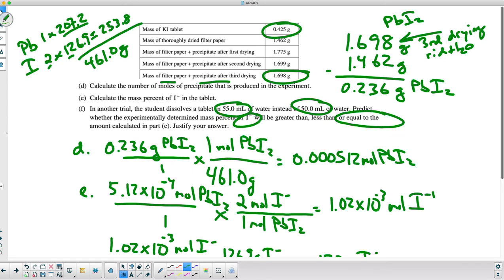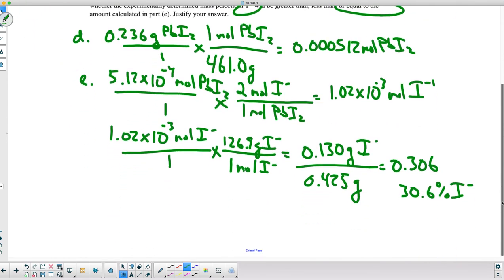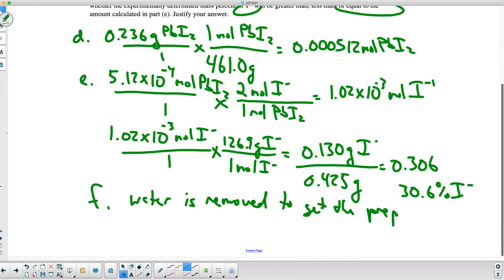Okay, all right, so it doesn't look like I answered that on here, but if you're listening to it, I did answer it. Water is removed to get the precipitate. So no change. Okay. All right. Hope that helps.